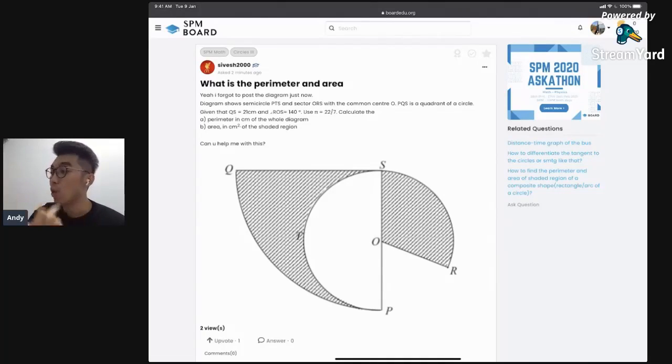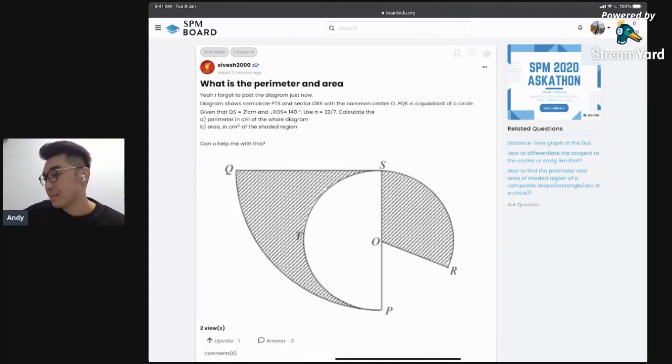PQS is a quadrant of a circle. Given that QS equals 21 and ROS equals 140, use pi equals 22/7. Calculate A, the perimeter in cm of the whole diagram, and B, the area in cm square of the shaded region.